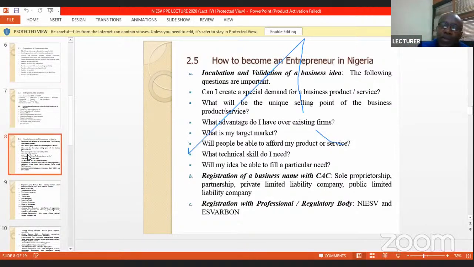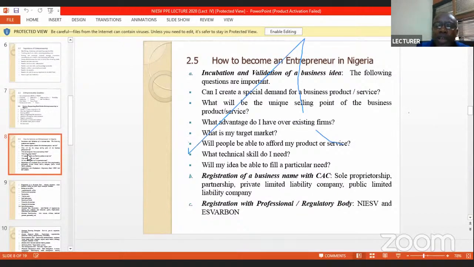Number three, what advantage do I have over existing firms? The issue of competition comes in. How do I overcome competition? Very important.